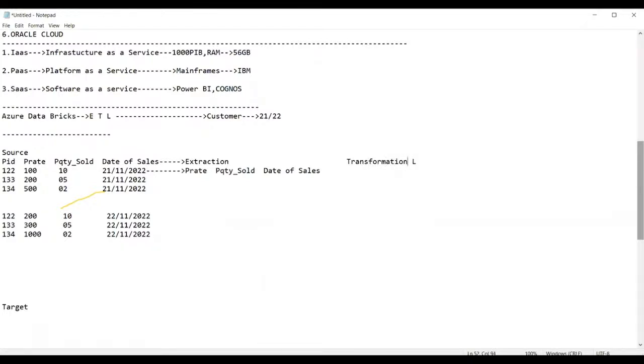Now in the transformation, how can you find out the net sales amount each day? To find out the net sales amount, do we need to perform some arithmetic operations on the data or not? That means some mathematical calculations are required or not? Yes, sir.